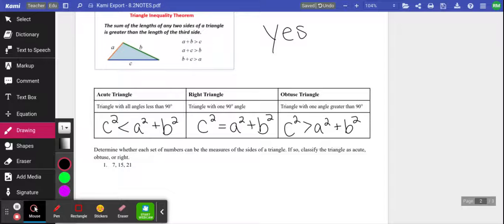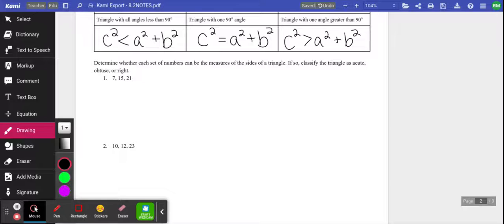So what I would like you to do on the next one, you are going to determine, is this a triangle? So 7, 15, 21, is that a triangle? You just write yes or no. You can do it in your head. Yes, it's a triangle. So if it's yes, it's a triangle, then I need to know, is it acute, obtuse, or right? Your C is always going to be the largest number. So this is your A, this is your B, and this is your C. The longest side will always be your C.